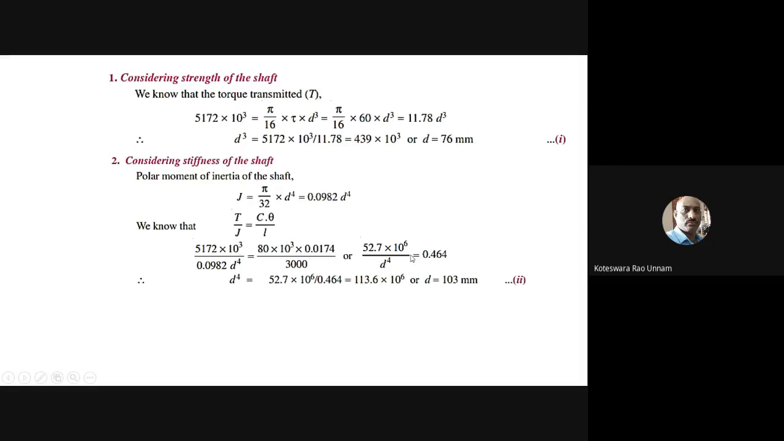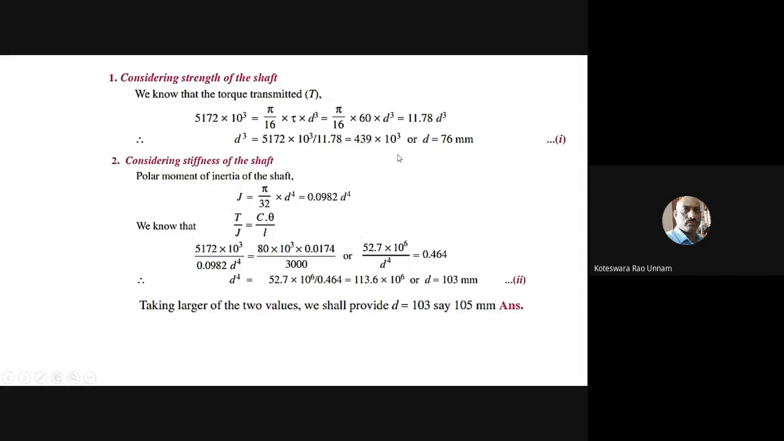You can calculate that. Definitely, it is more than this 0.0174 degree radians. So that's why you need to choose the largest of these two. So the largest value is 103. Therefore, the diameter of the shaft is 103 mm. Then maybe we'll round it off to 105 mm.